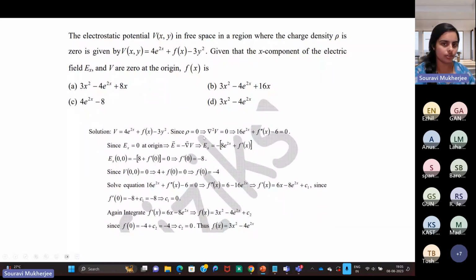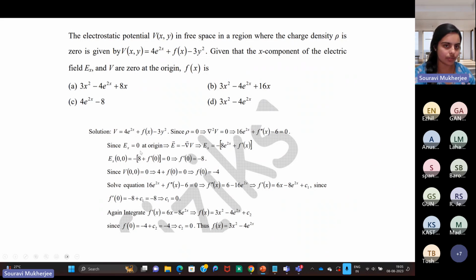So rho is equal to 0. That means del square V is 0. So how do you find del square V? You know the operator: it's del square V by del x square plus del square V by del y square plus del square V by del z square. If you do that, that is equal to 0. Each of the functions would be equal to 0. So this is your first condition that you get.